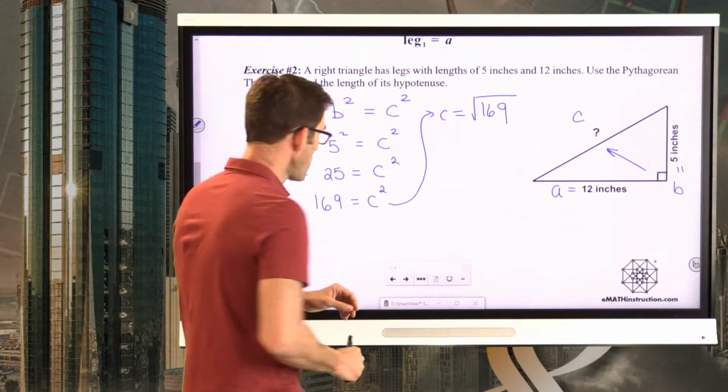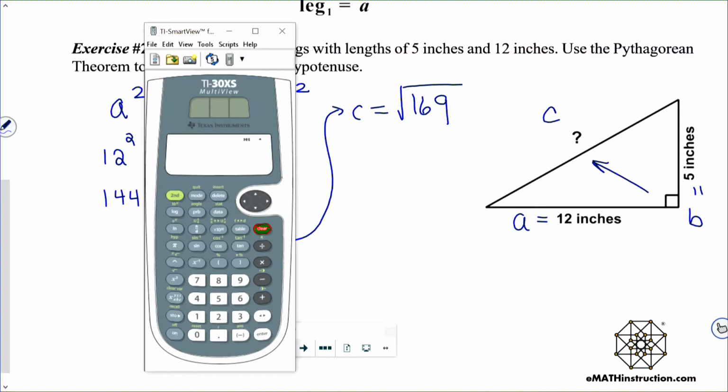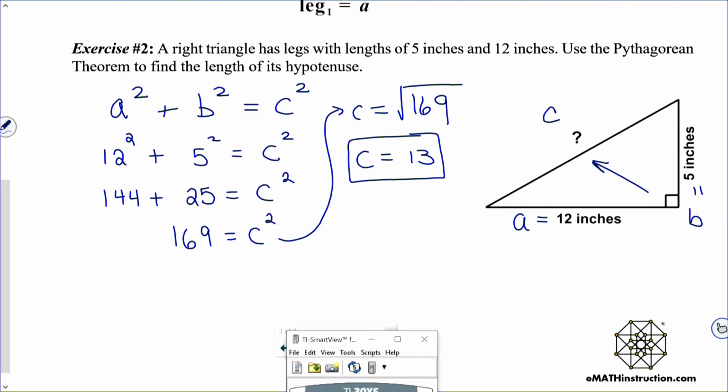Now, if you don't know what the square root of 169 is off the top of your head, that's where it's really quite helpful to just have your calculator, right? I throw in the square root symbol, I put in 169, and C is 13. And that's it. Now, specifically in this case, I should be good about my units. C specifically is 13 inches.